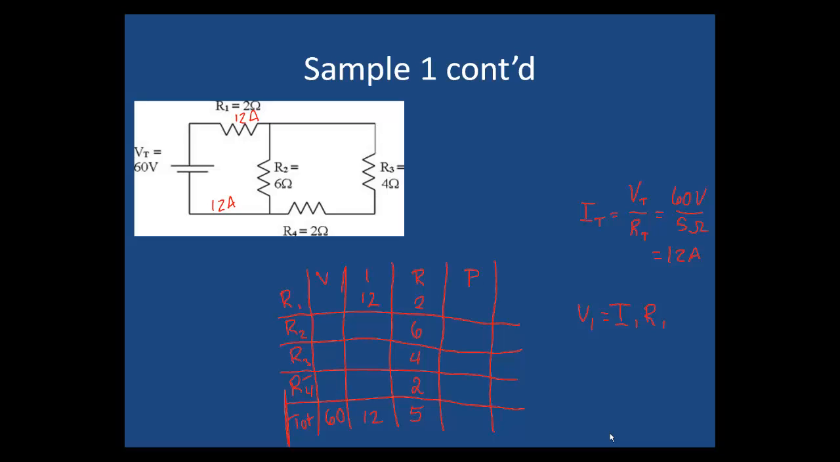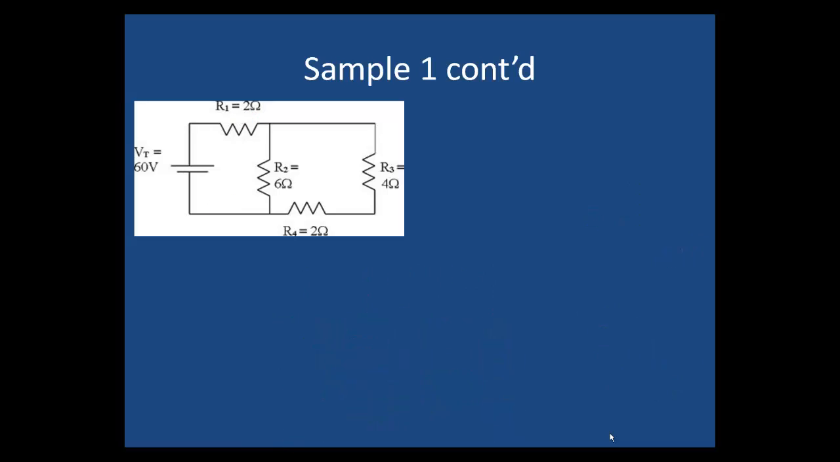So therefore, we know that I1 is 12 amps. We know that R1 is 2 ohms. 12 amps times 2 ohms is 24 volts. So then I can put that in the VERP table. What that means is I started with 60 volts. Through that first resistor, I use up 24 of the volts.